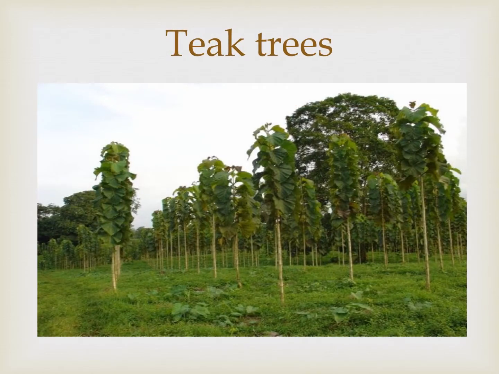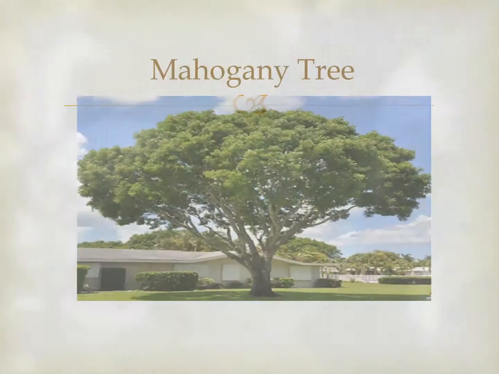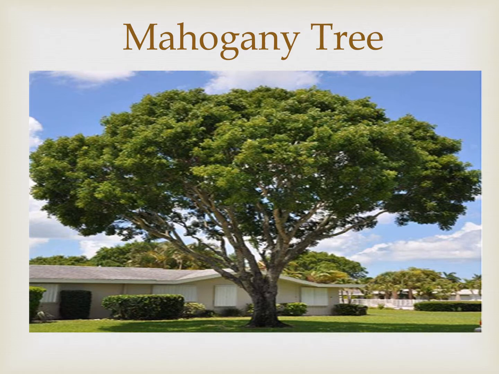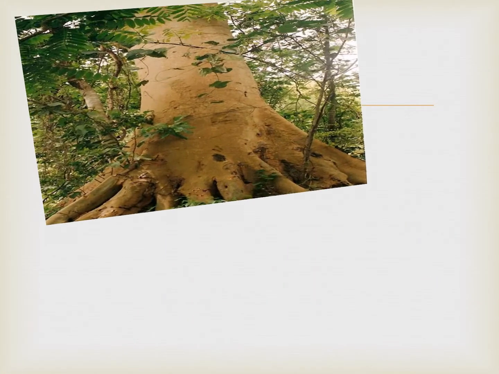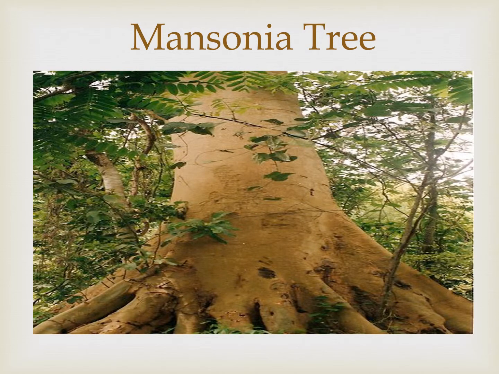So these are teak trees, also one of the examples of hardwood. This is a mahogany tree. Mahogany. So the leaves are broad. You can see the tree in the image. Mahogany tree. This is a mansonia tree. It is also one of the examples of hardwood that we mentioned earlier.